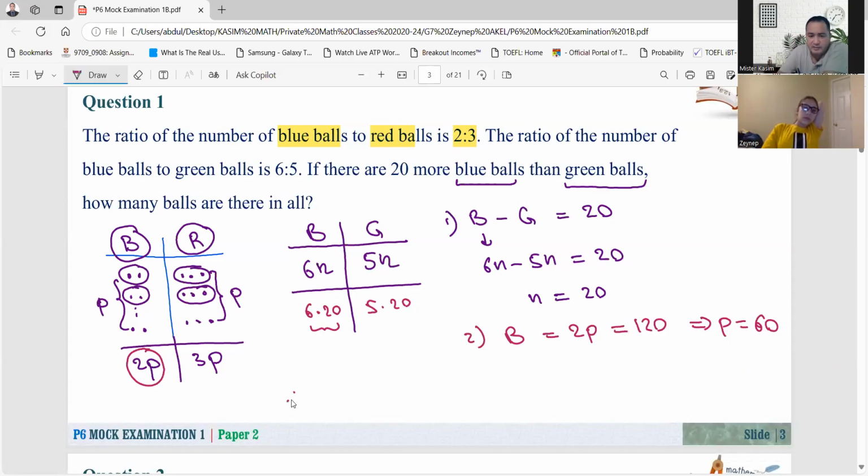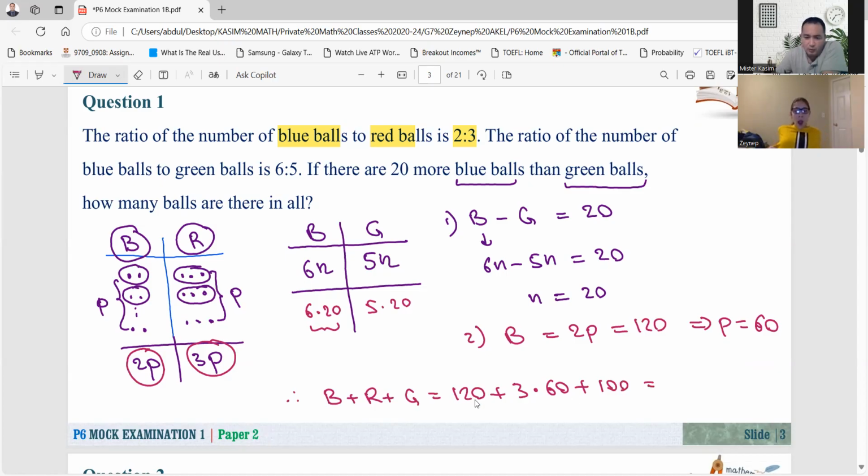And now let me answer the question. We have to find the total number of blue balls, reds, and the green. How many blue balls do we have? 120. How many red? Red is 3 times P. I know the value of P, 3 times 60. And how about green? 5 times 20, it is 100. 180, 120, 300. Altogether, there are 400 balls in this bag.